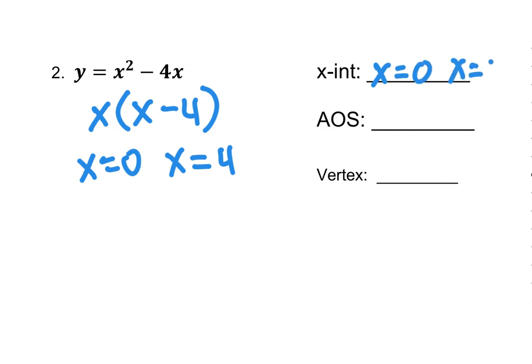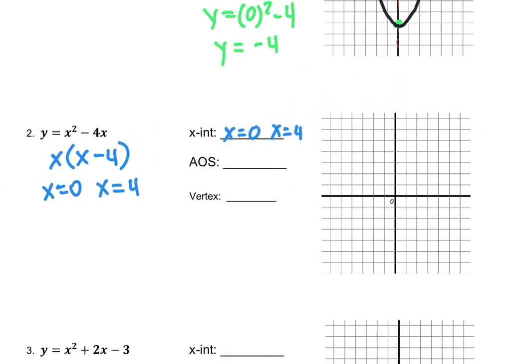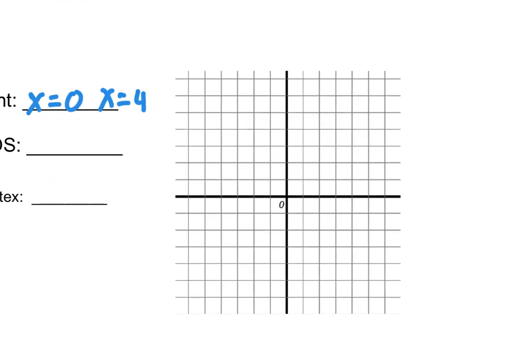Now we can go ahead and put our 2 points on that graph. So 0 and 4. 1, 2, 3, 4. Now what is our axis of symmetry just by looking at these 2 points? 2, right. So let's go ahead and put our AOS, and we can write x equals 2. And we already know what x is, right? That's our AOS.